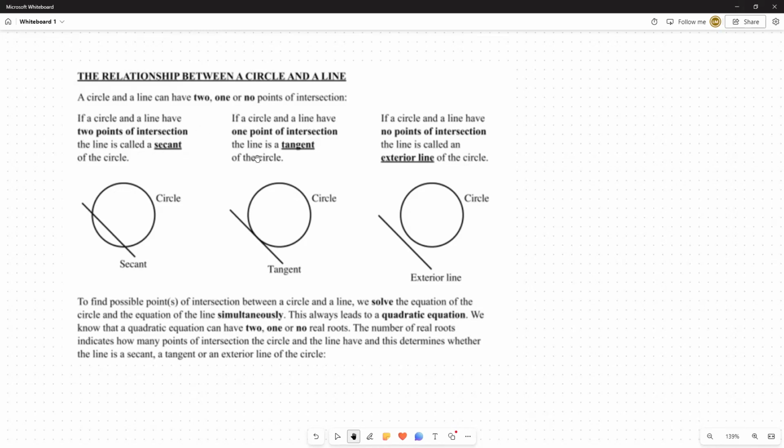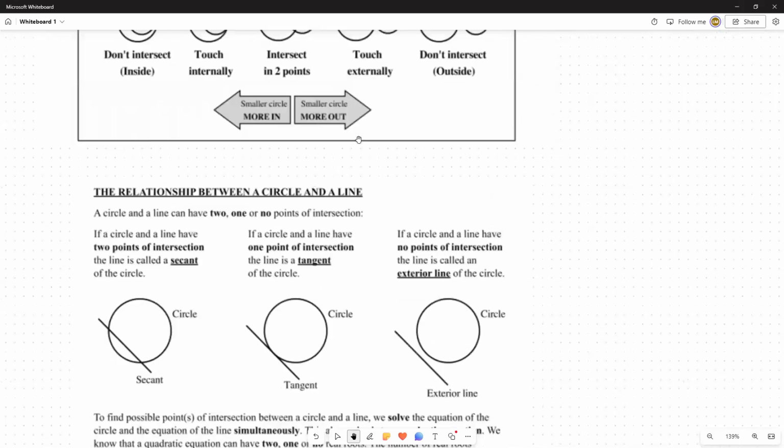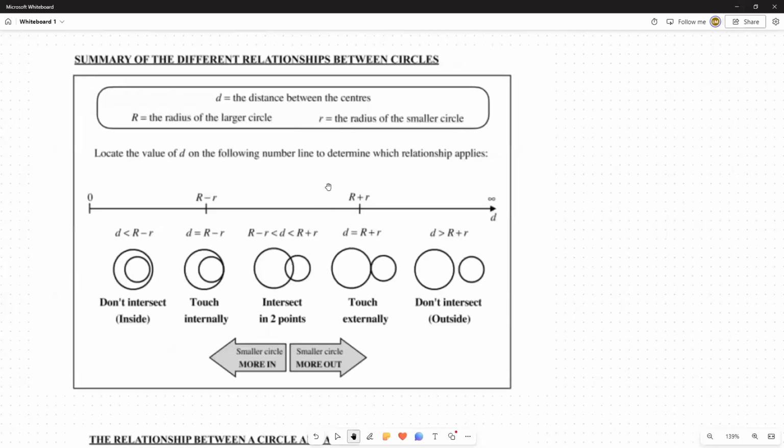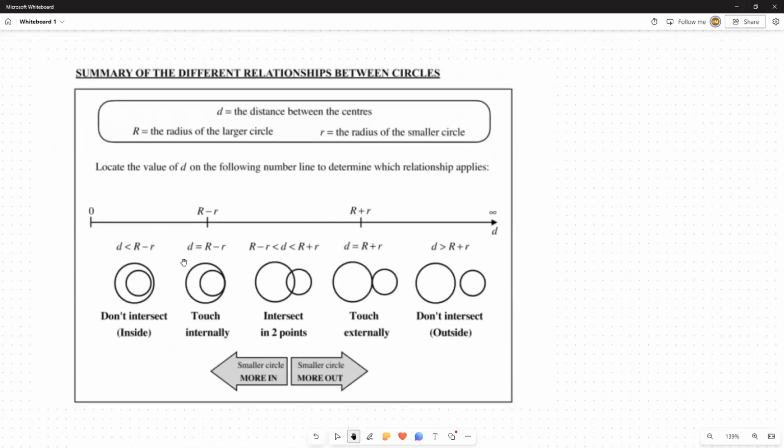If you solve and you get just 1 point, it means that it's a tangent, because a tangent will only touch your graph at 1 point. And if you try to solve it and you get no solutions, it means it's an exterior line and they are not touching. Now, another thing that can touch your circle is another circle. Normally we'd have a big circle and a small circle. So in this case, we will let capital R be the radius of the large circle, and we will let small r be the radius of your smaller circle.